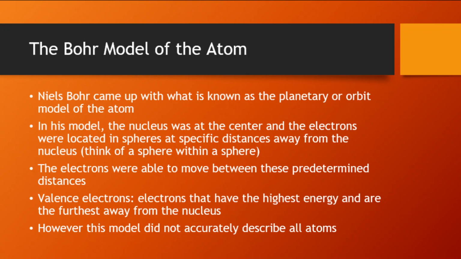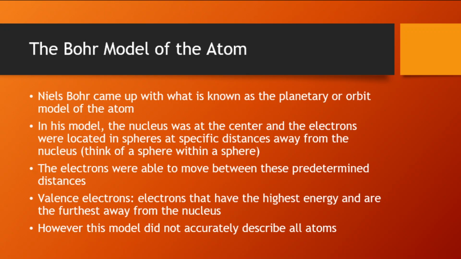We're going to be looking at two of those models, and the first one is the Bohr model of the atom. It's named after Niels Bohr, a Danish chemist and physicist, who came up with what is known as the planetary or orbit model of the atom.